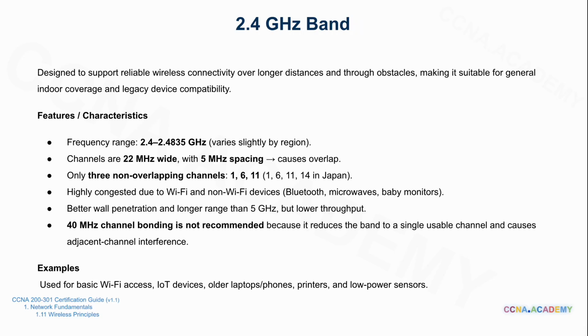The 2.4 GHz band provides long-range, wall-friendly coverage, but is crowded and limited to 3 non-overlapping channels. Because channels overlap heavily, wide channels like 40 MHz are not recommended. This band works best for low-bandwidth devices, sensors, and older clients. Its strength is coverage, but capacity and interference are major limitations.